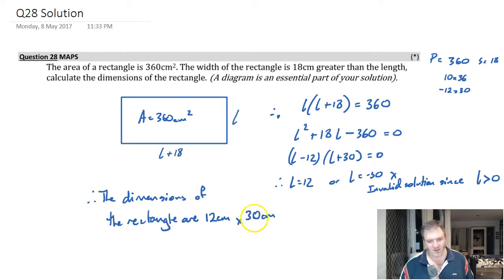That does indeed have one length being 18 centimetres greater than the other, and the product is still 360. There it is. Nice and easy.